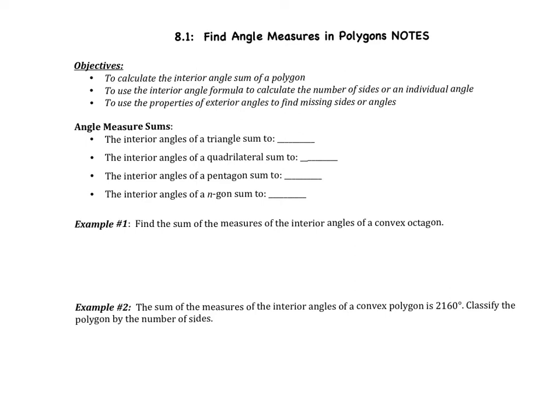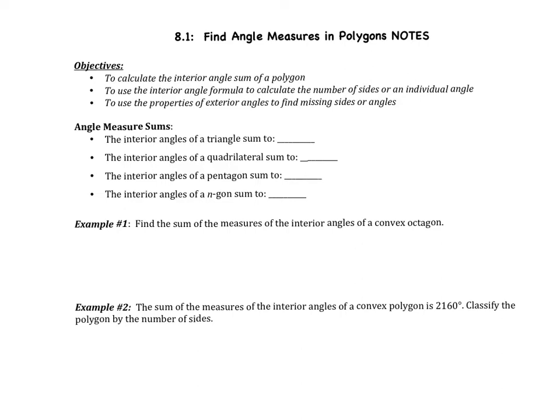Welcome to Chapter 8. This is Section 8.1, Find Angle Measures in Polygons. Our objectives today are to calculate the interior angle sum of a polygon, to use the interior angle formula to calculate the number of sides or an individual angle, to use the properties of exterior angles to find missing sides or angles. So, to start off, we have some angle measure sums.